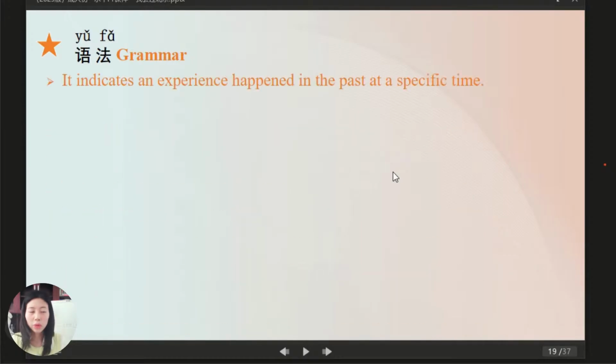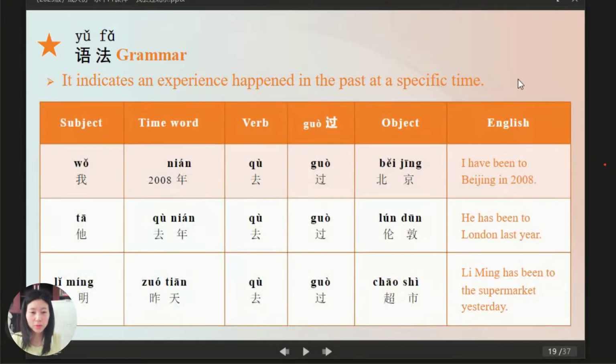So now we are going to learn something more challenging, but it's also not that hard, because we have the structure to tell us how to make the sentence. Let's see the sentence first. It says, I have been to Beijing in 2008. You can see we have a specific time here. This structure teaches us how to put a specific time into a sentence.